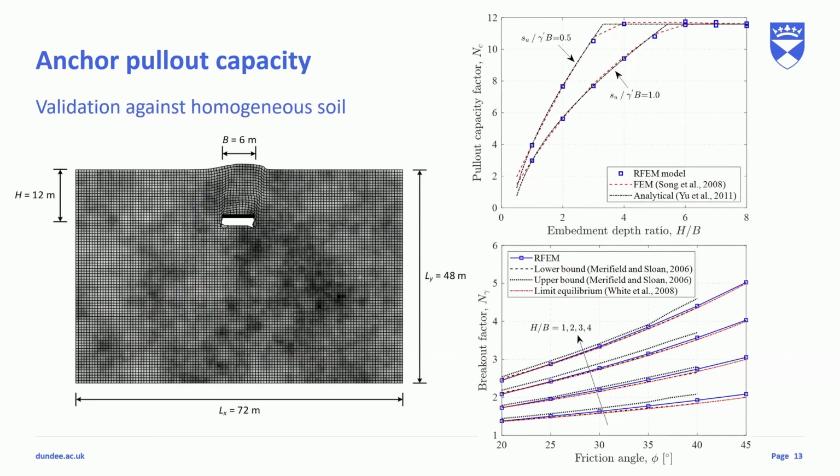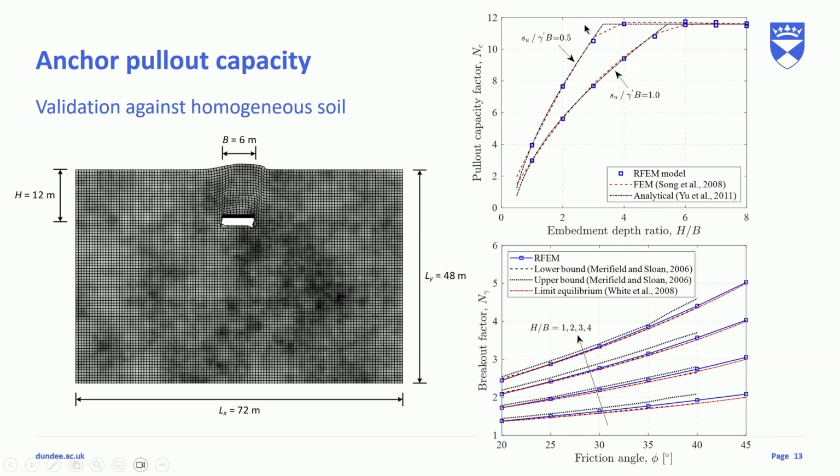This is a random finite element here. Before we conduct the RFEM, we should validate the numerical model. So we need to use the homogeneous result to validate that. First, we just use homogeneous, we don't consider the spatial variability, and we compare with the published results, like the top one. The top right is Nc. You can see the pull-out capacity Nc here, and it compares very well with the previous FEM and also analytical results.